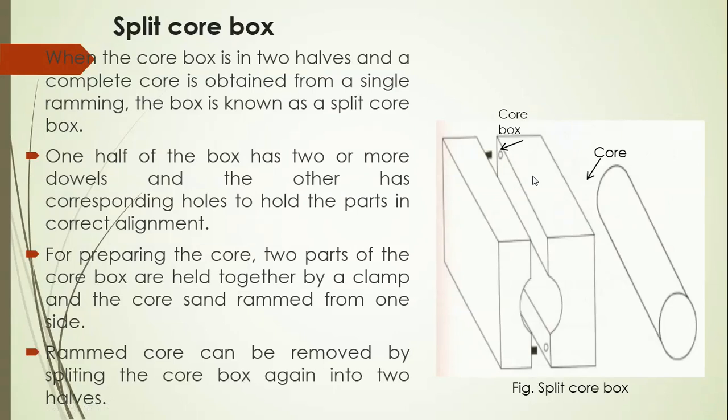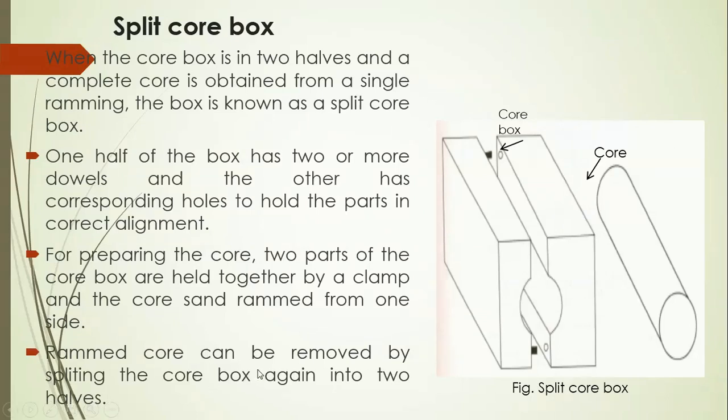They must not change their position. For that purpose we have to use the dowel pins and holes. For preparing the core, two parts of the core box are held together by a clamp, and core sand is rammed from one side. We have to use a clamp here. That clamp may be a mechanical clamp or a hydraulic clamp, and we have to carry out ramming of the core sand inside this core cavity. Means in a single ramming we can produce a core which has a complicated shape as compared to the half core box and slab core box.